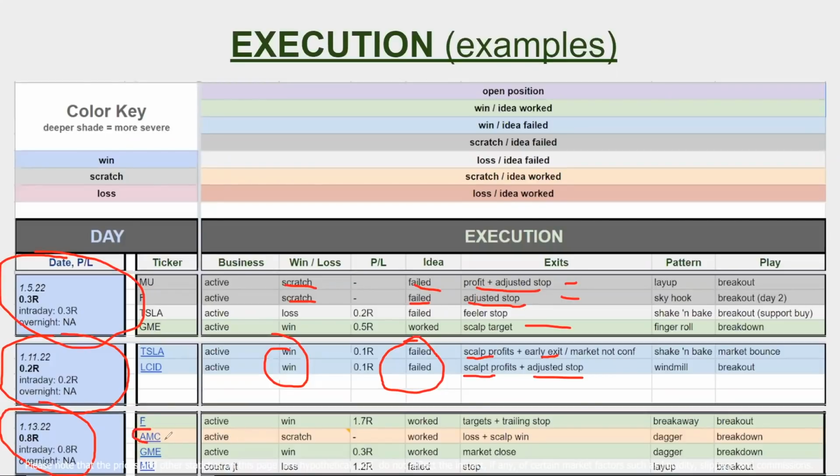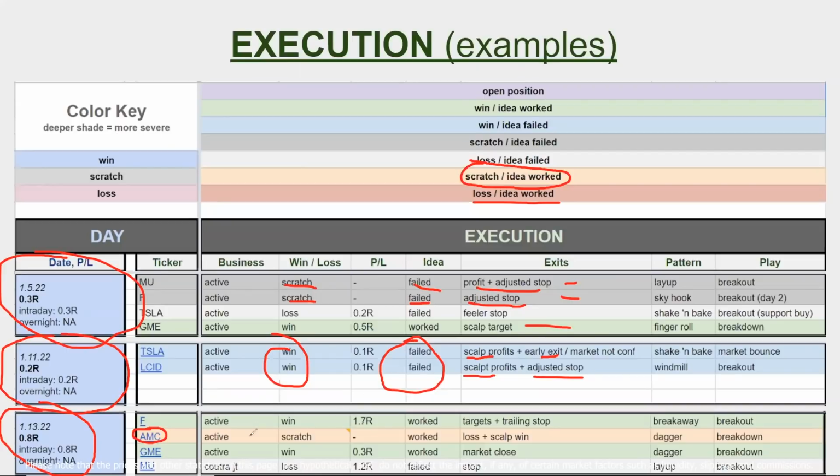this yellow one stands out, this AMC trade, right? Because if you go up here, this means that I scratched on an idea that worked, right? That's not ideal. Okay, and even worse would be if I lost on an idea that worked. If that's happening, I need to look deeper into my execution and understand what I'm doing, right? Like am I not leaving my stops wide enough? Am I not being patient enough? Am I not letting the pattern and the timing develop?